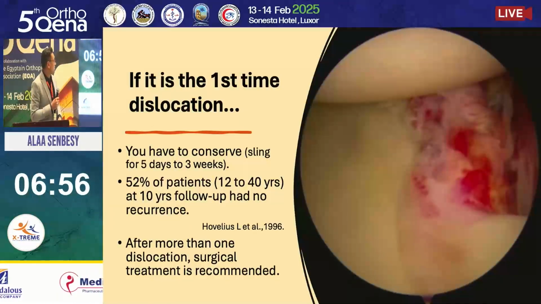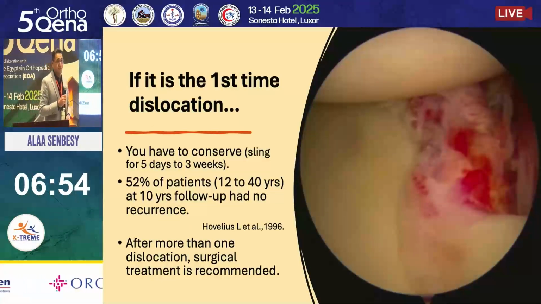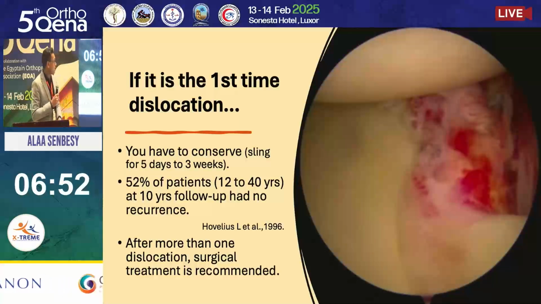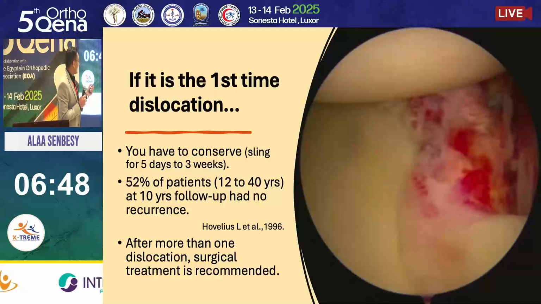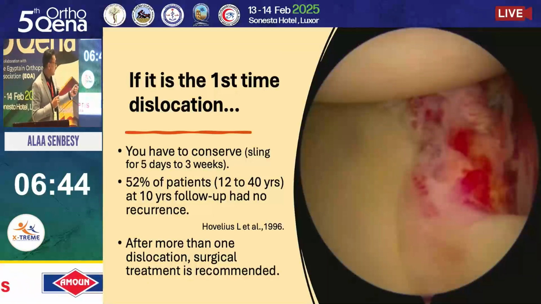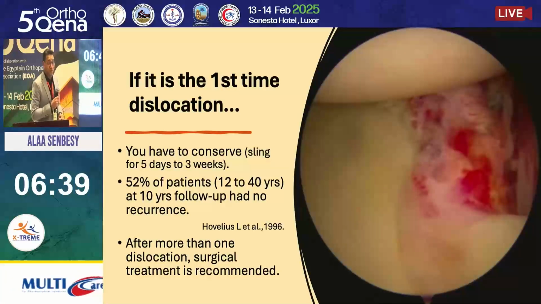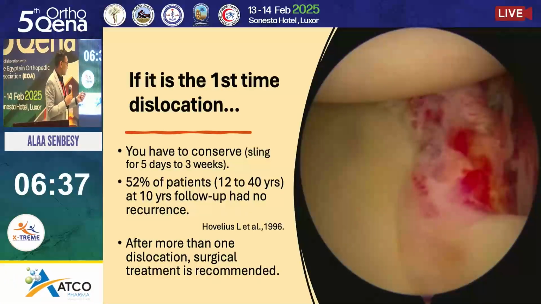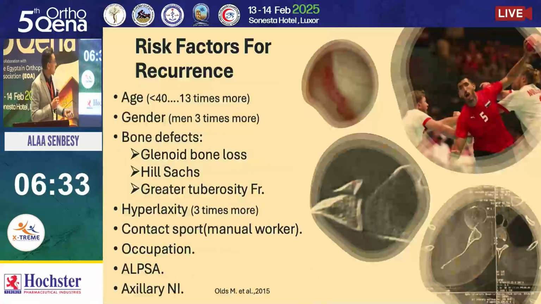If it's a first-time dislocation, you have to keep the sling for three to five weeks, depending on surgeon preference. Hovelius in 1996 concluded that half of the patients between age 12 and 40 years with 10 years of follow-up had no recurrence. So with more than one dislocation, surgical treatment is recommended.